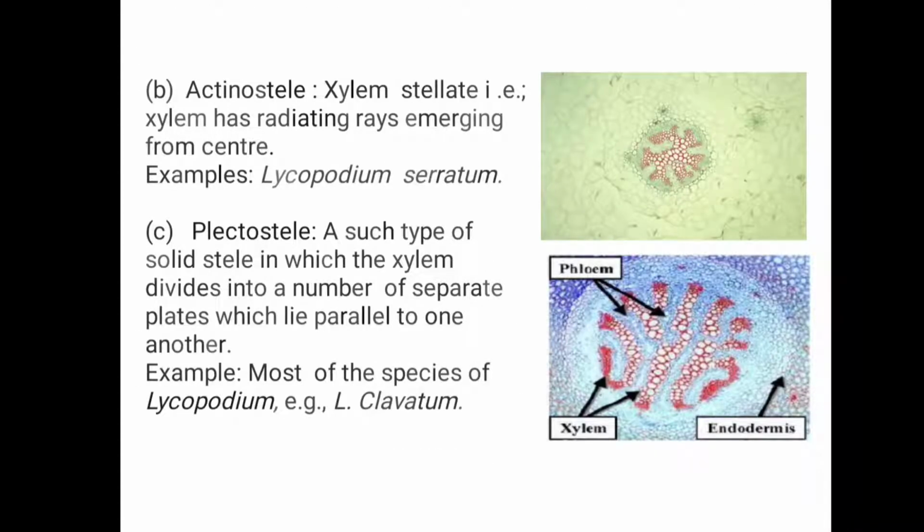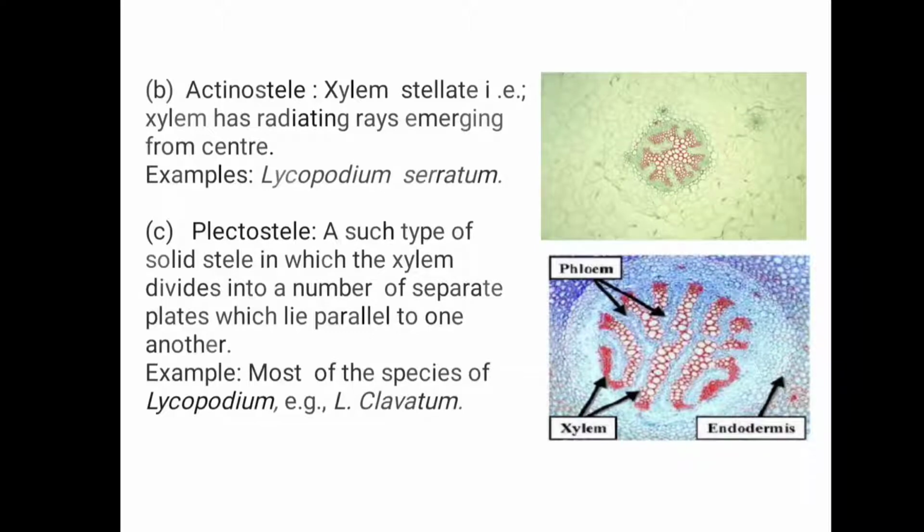Second one is the actinostele. In this, the xylem is stellate. It means कि xylem की arrangement has radial rays emerging from the central. कि जो central वाला portion है उसके outer region में जो xylem है वो radiate arrangement में arrange होती है. So it is known as xylem stellate. Example is Lycopodium serratum.